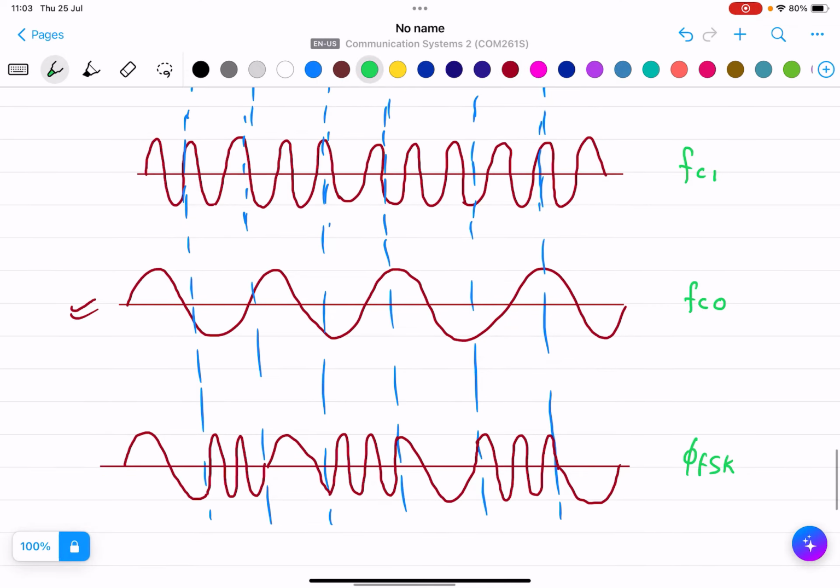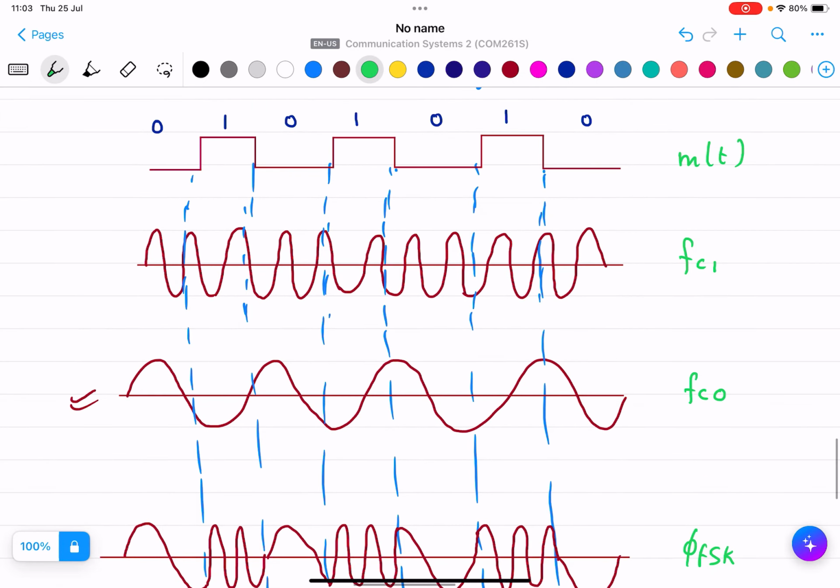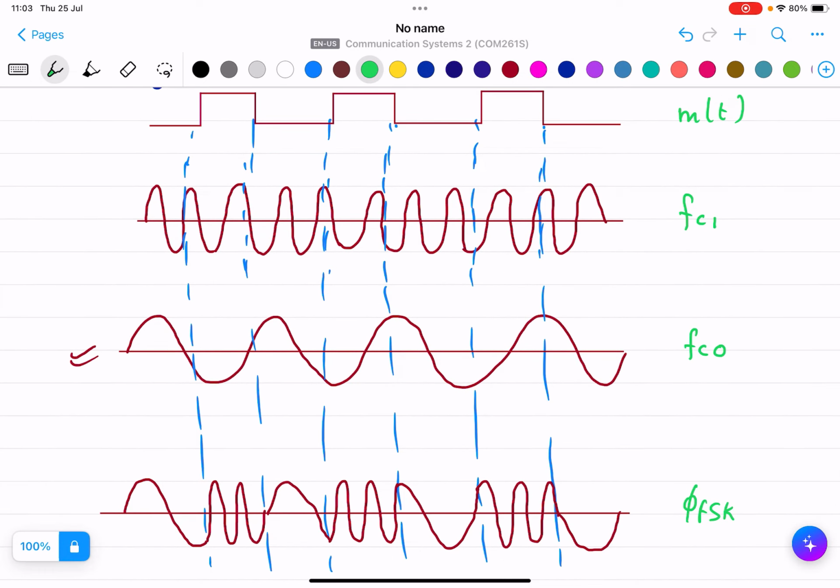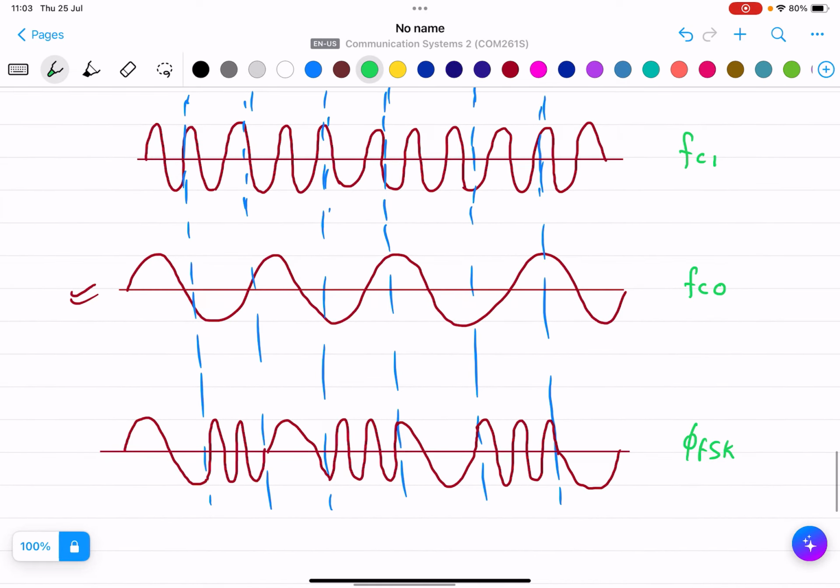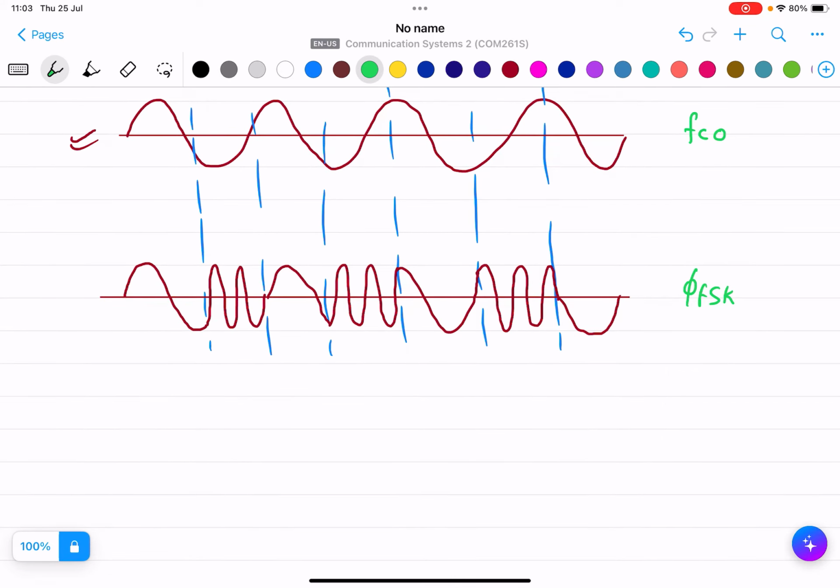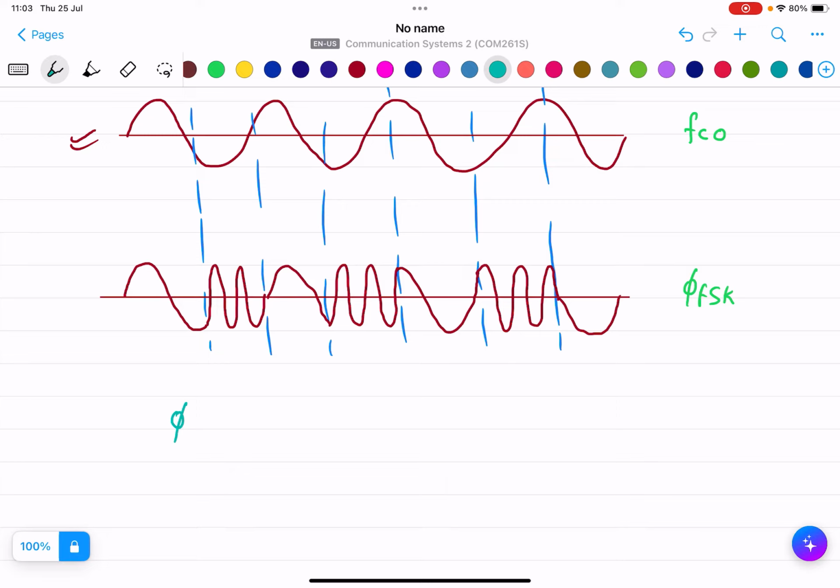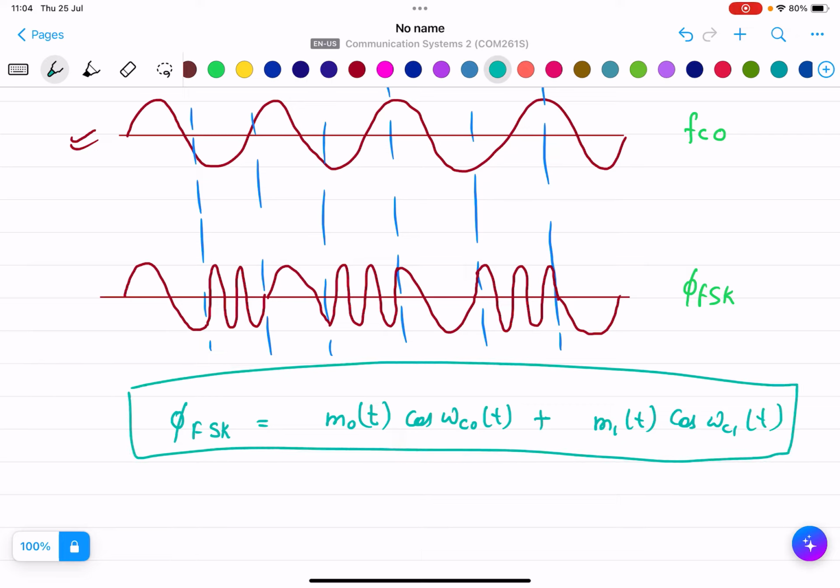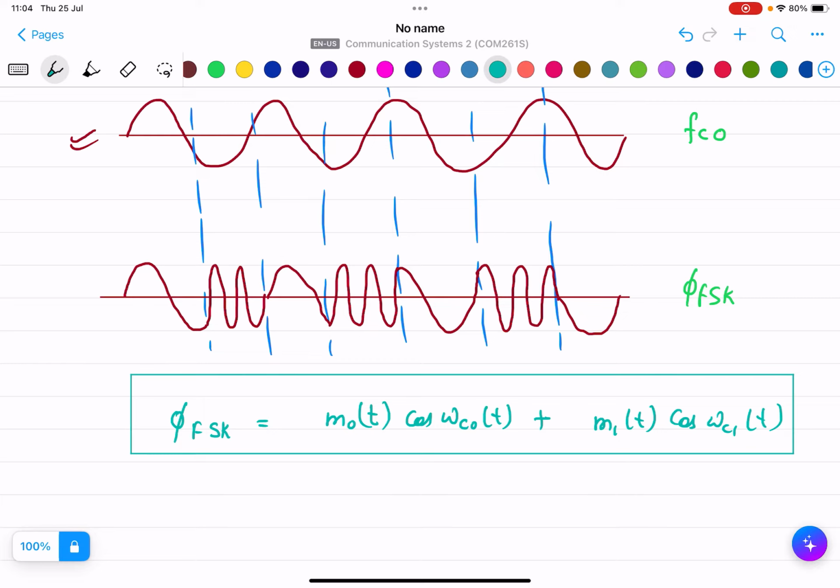So please remember what we are going to do. At 1 the signal with high frequency will pass, and at 0 the signal with low frequency will pass. And if you need to write the mathematical expression of FSK, then it will be m0(t) cos ωc0 t plus m1(t) cos ωc1 t. Okay, that will be my FSK.